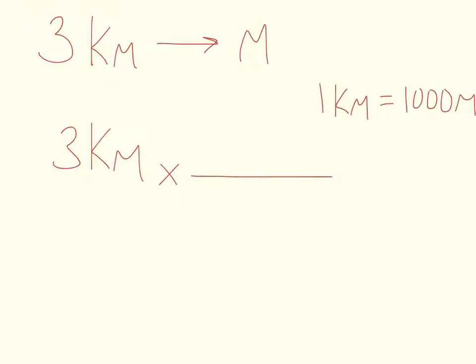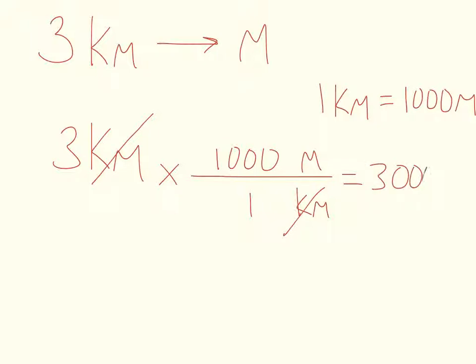We know that the kilometers need to cancel, so I'm going to put kilometers in the denominator. And I'm converting to meters, so I put that on top. Looking at my conversion factor, I put a 1 with kilometers, a 1,000 with meters, and then all I'm left to do is I can cross off the units. I'm left with meters, so I have 3,000 meters. In scientific notation, that would be 3 times 10 to the third meters.